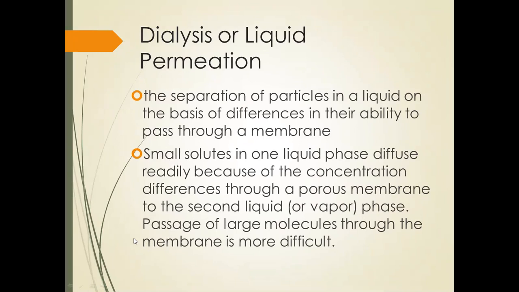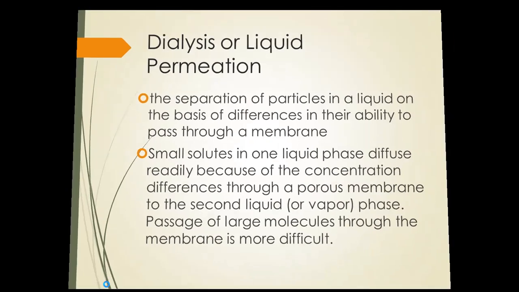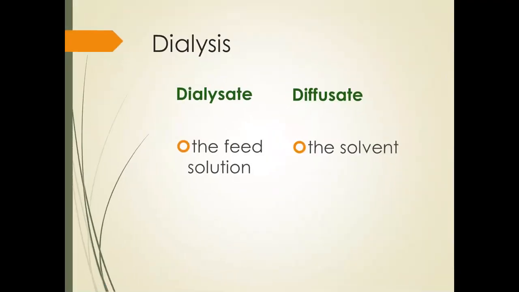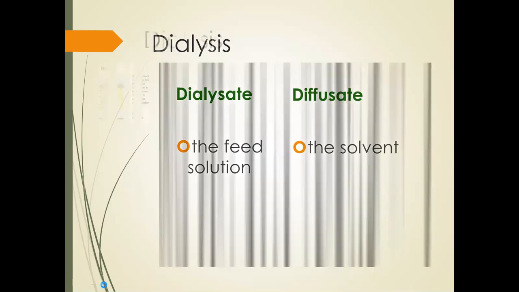Passage of large molecules through the membrane is rather more difficult. Now, in dialysis, we have the terms dialysate and diffusate. The solvent is the diffusate, and the dialysate is the feed solution. Or simply put, the one that is being processed is the dialysate. The diffusate is the one used to allow the small solutes to pass through, while the big molecules remain. So we use this particular material, the solvent.